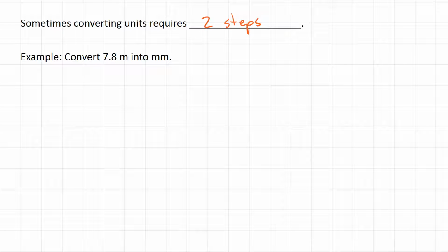We want to start the same way. We'll go to our table that has those relationships between the metric units, but what we're going to find is that there's no direct comparison between meters and millimeters on our sheet. So we're going to have to go through 2 steps to get there. The first one we're going to have to do is going from meters into centimeters. That's one we can do. And then we're going to have to go from centimeters into millimeters.